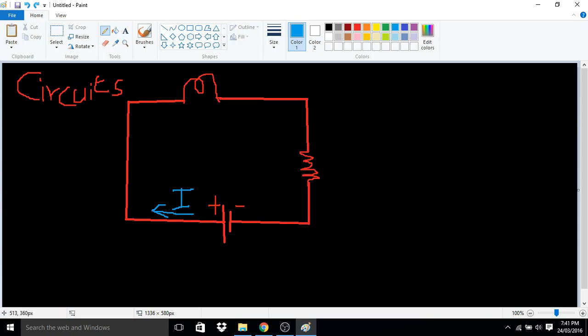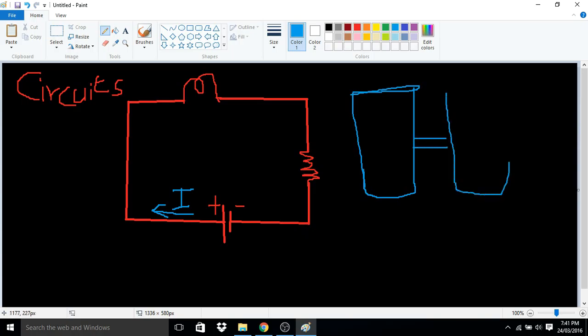Now, why does current want to flow from positive to negative? Why does it want to flow? Let us just take an example. Suppose we have two tanks, like sir told us in school, remember? Two tanks filled with water and they're connected through a pipe, and one is full of water and the other isn't.